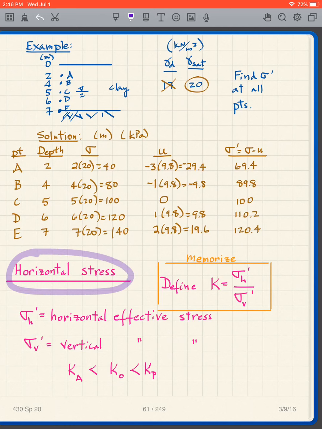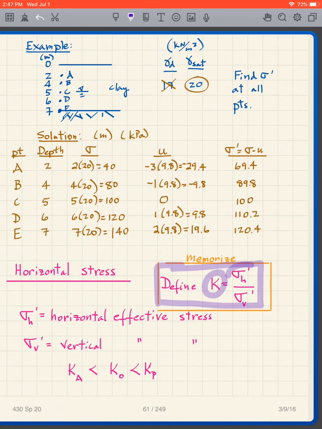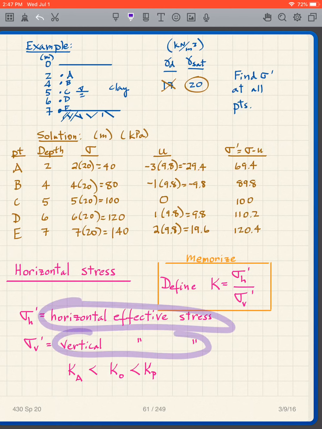I want to talk about horizontal stress. In other words, to this point, we've been talking about vertical stresses. Oh, that's in the vertical direction. Well, what's the horizontal stress? First thing I'm going to do is define a K as being sigma H prime over sigma V prime. Sigma H prime being horizontal effective stress. Sigma V prime is vertical effective stress.